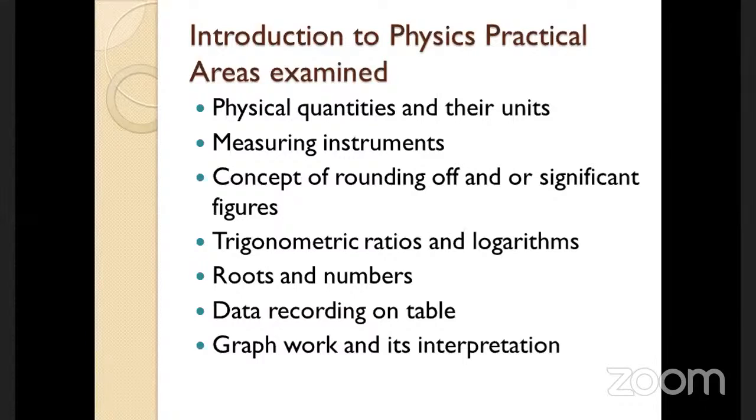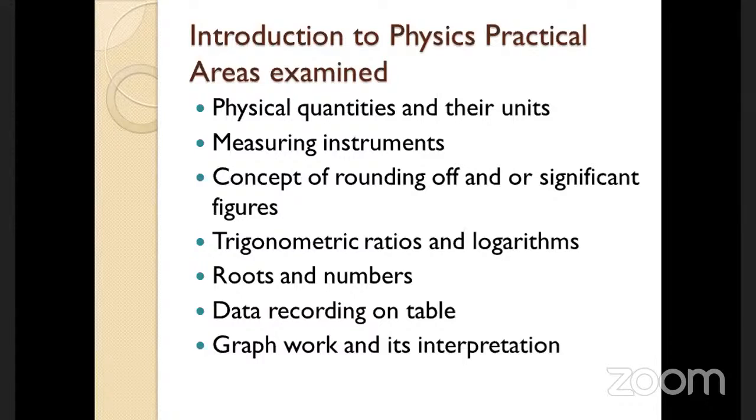After the data is recorded on the table, you will move to graph work, and then there are a lot of areas which are also examined under graph. We shall look at those like the title, scales, intercepts, and so on. And then its interpretation. The interpretation now moves to data manipulation.